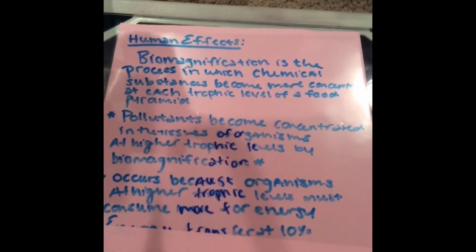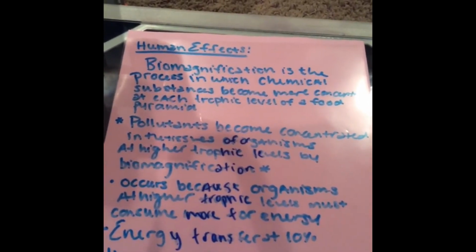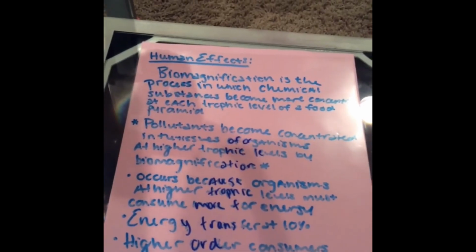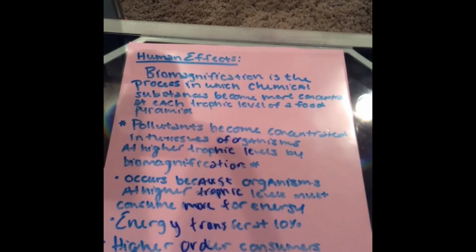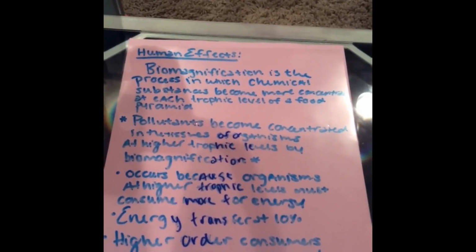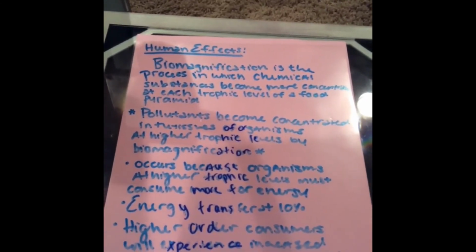One such example of biomagnification is within the chemical DDT. DDT was once used to control malaria-carrying mosquitoes. However, long-term effects have shown that DDT has reduced the population of higher-order consumers.